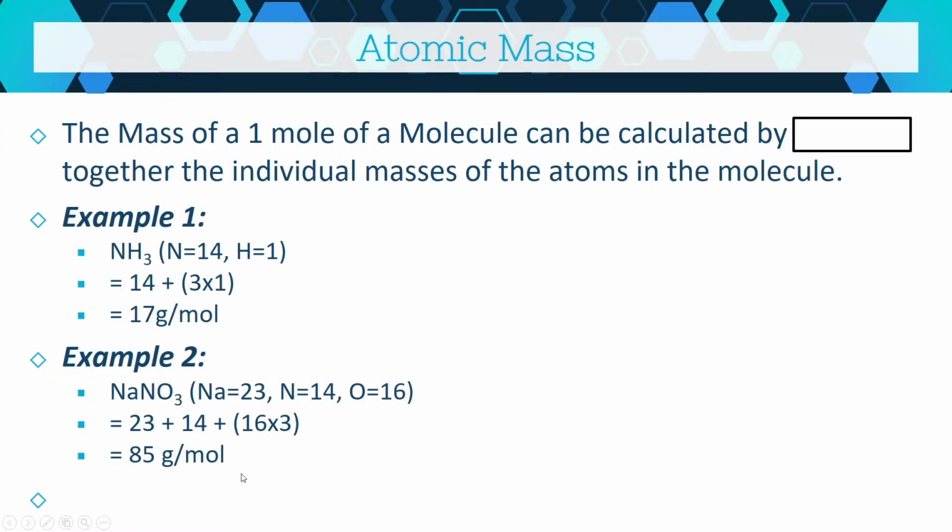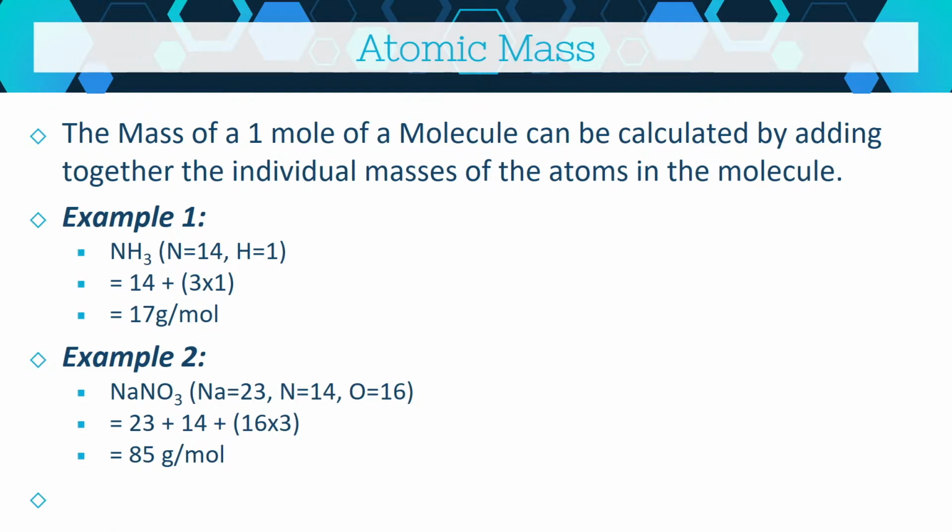Alrighty, hopefully that clarified things a little bit further as well. What I want to talk about now is actually how you can work out how much something will weigh if you have 1 mole of it. And that might be of a single element, and that might be of a molecule. So you do that by adding together the individual masses of the atoms in that molecule. So we have a couple of examples here.